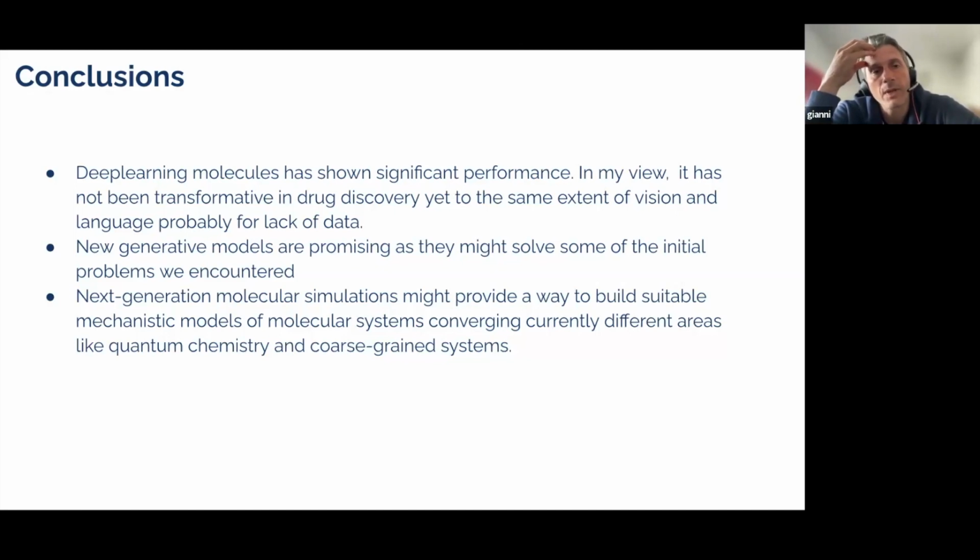Maybe one of the reasons why we cannot do that with deep learning right now is lack of data. For vision and languages, you had a lot of data. For this kind of application, we don't have a lot. The new generative models are promising as they can solve some of the initial problems we encounter, in particular for the synthesizability of the molecules.